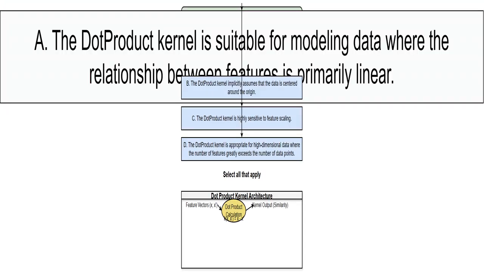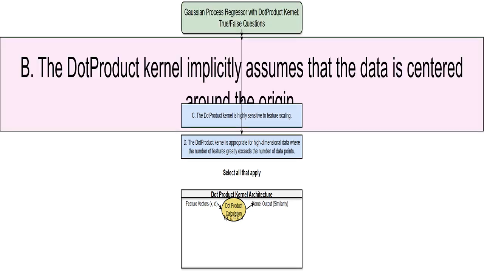This is also true. The dot product is heavily influenced by the mean of your data. Ideally, data should be centered around 0, the origin, for the dot product kernel to work best. This statement is true. The magnitude of the dot product changes dramatically if you change the scale of your features. Consequently, the kernel output and model performance will change. You need to pay attention to feature scaling.